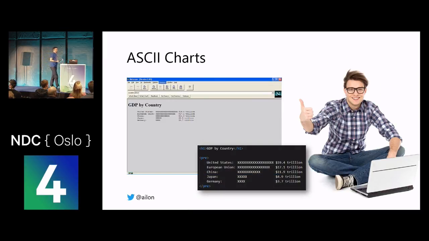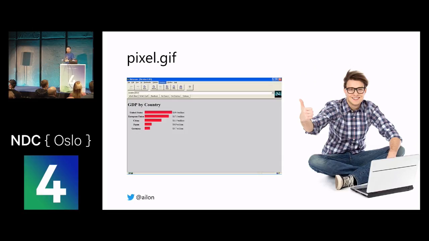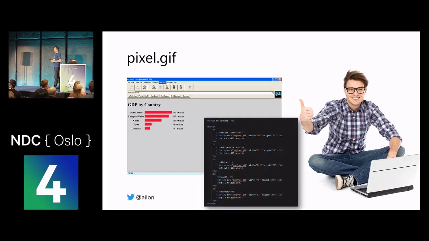So at first, we just used a fixed width font, added some axes to your code, and voila, you have a bar chart. Awesome. Then we realized that we can take a single pixel GIF, stretch it to the dimensions we want, and get a pretty decent looking bar chart. Anyone done this before? Yeah.